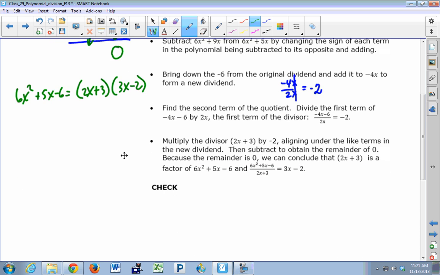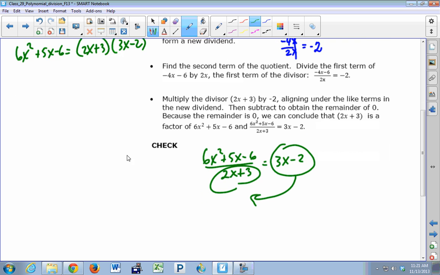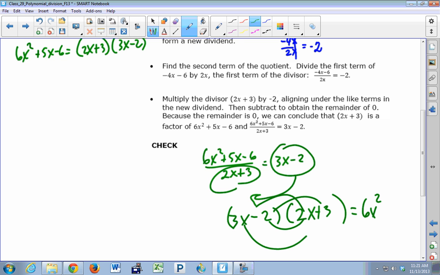All right, so to check this, you would check it the way you check any division problem. Here's your division problem, and here's your answer, your quotient. To check this, you take your quotient and multiply it by your divisor, and hopefully you come back to where you started. So if you use FOIL on this, 3x minus 2, there's your quotient times your divisor. And if you do FOIL, you get 6x squared plus 9x minus 4x minus 6. Get 6x squared plus 5x minus 6. So it checks. You feel good.